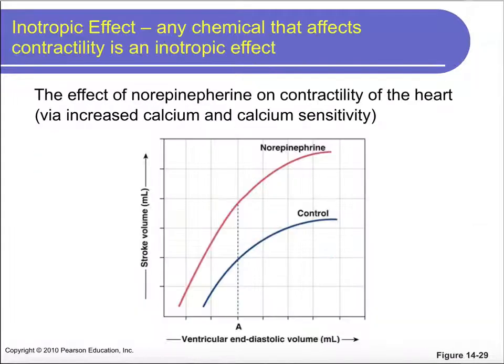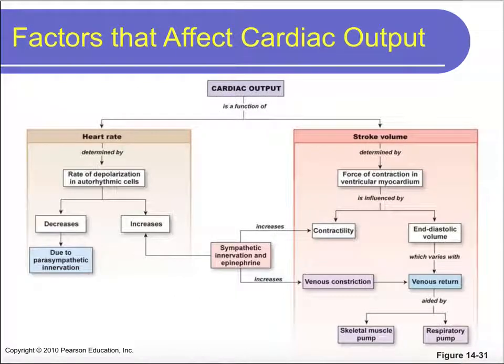Okay. And an inotropic effect. An inotropic effect is any chemical that affects contractility. So norepinephrine, for example, will increase the contractility of the heart. It will just make the heart beat more forcefully. Digitalis is a chemical that's given to also increase the contractility of the heart. So at every EDV, so at every length of sarcomere, this chemical will just cause your heart to beat with more force. And so this is a good summary slide.